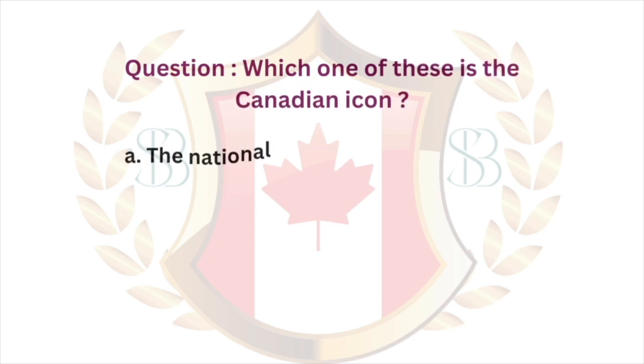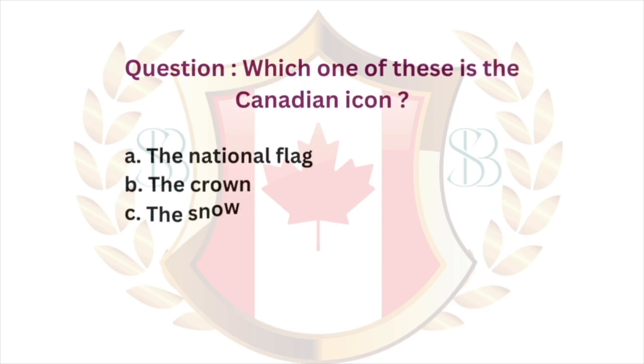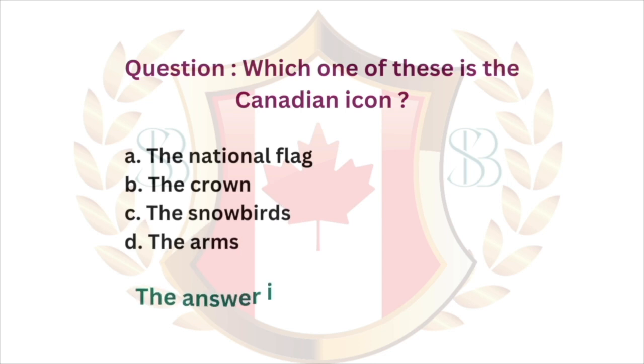Question: Which one of these is a Canadian icon? A, the national flag. B, the crown. C, the Snowbirds. D, the arms. The answer is C, the Snowbirds.